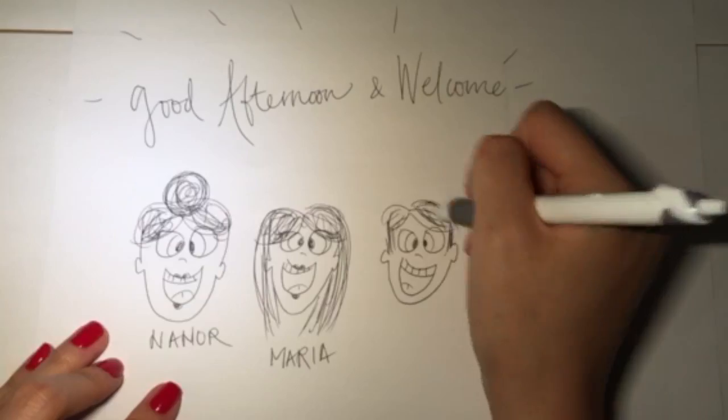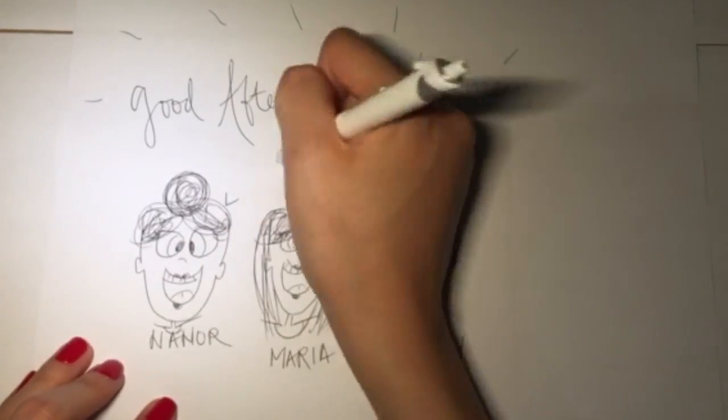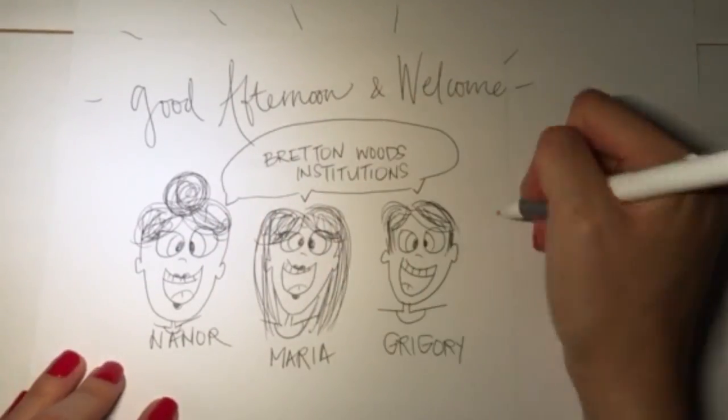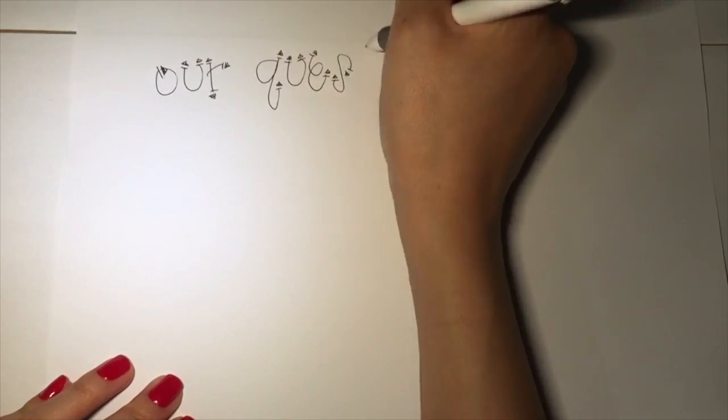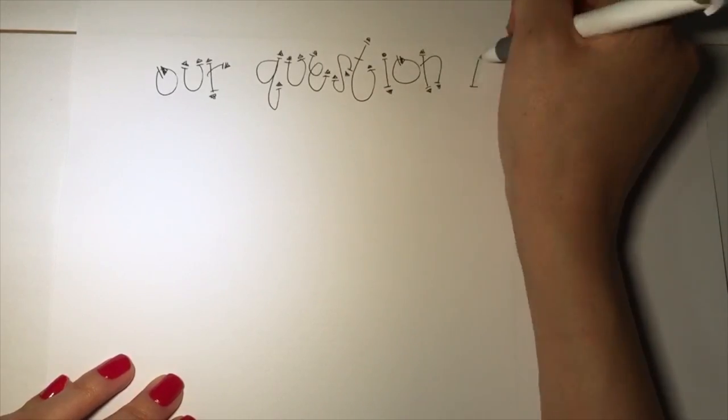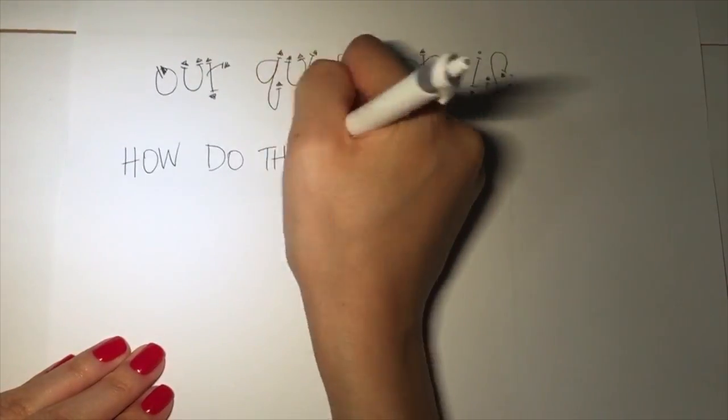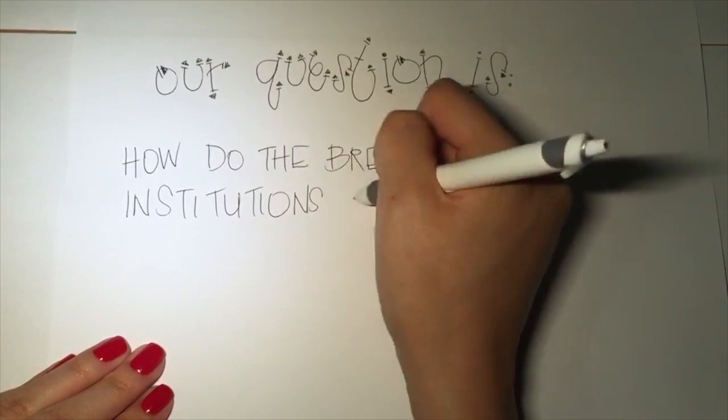Today's topic is going to be linked with the Bretton Woods system and organizations created under the aegis of it. The question we're going to attempt answering today is, how do the Bretton Woods Institutions address disparities in development?